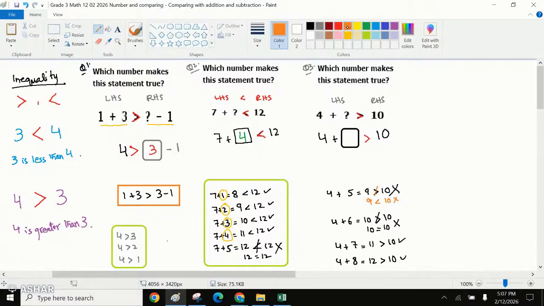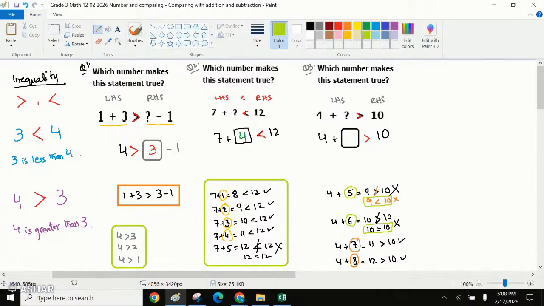So what are the possible numbers we can take? We can take this, we can take this, or any number. No, Semi, we cannot take. It says greater. The left-hand side has to be greater. 4 plus a number should be greater than 10. When we take 5, it is not greater. It's less. Agreed?